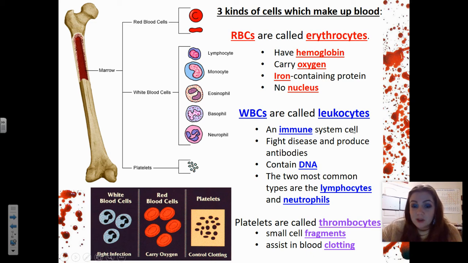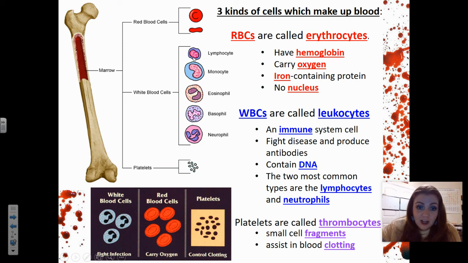They're the immune system cell. They fight disease and produce antibodies. So the antibodies that fight off viruses or fight off the wrong kind of blood, if you get it, they contain DNA. Notice red blood cells don't contain DNA because DNA is contained in a nucleus. If they don't have a nucleus, they don't contain DNA. So white blood cells do have a nucleus.